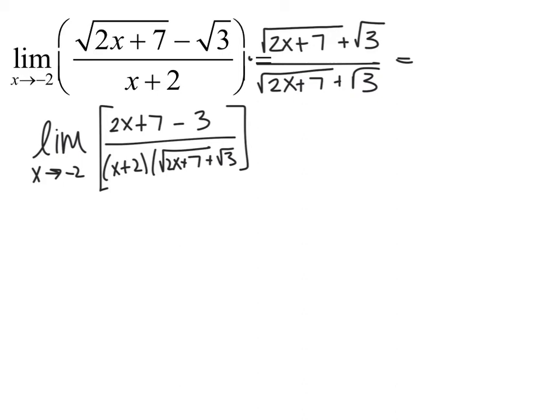So I multiplied both by the square root of 2x plus 7 plus the square root of 3.